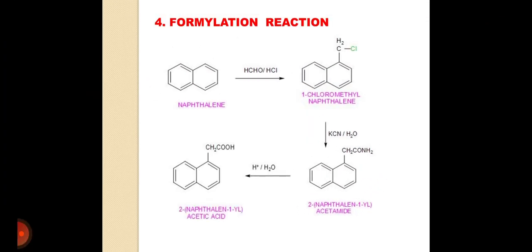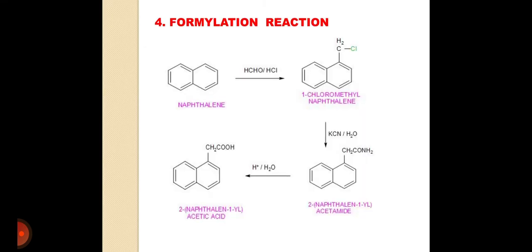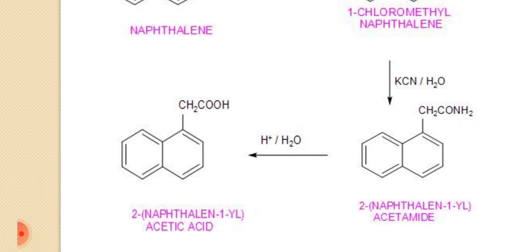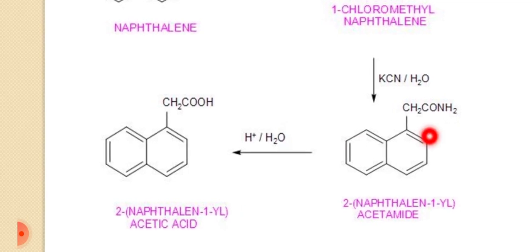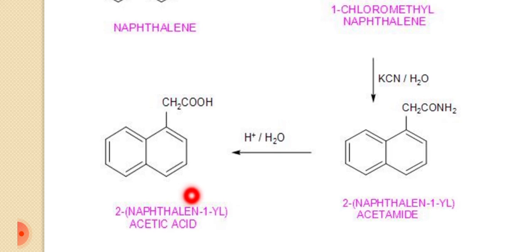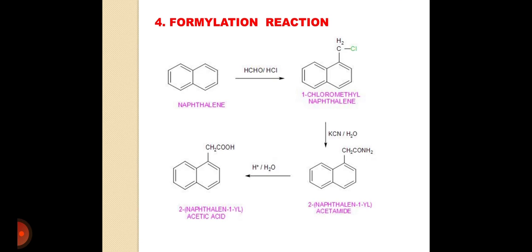This amide, when it undergoes acidic hydrolysis, the hydrolysis of this amide group takes place, and thus it gets converted to the corresponding acid. Here we obtain 2-naphthalene 1-il acetic acid. So dear student, those are the 4 important reactions of naphthalene.